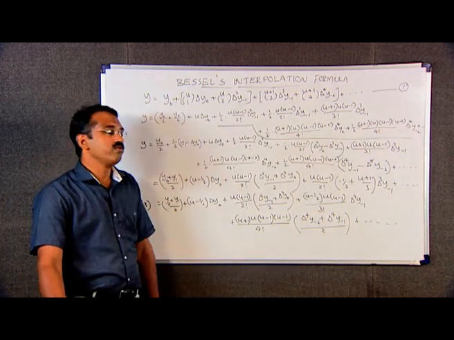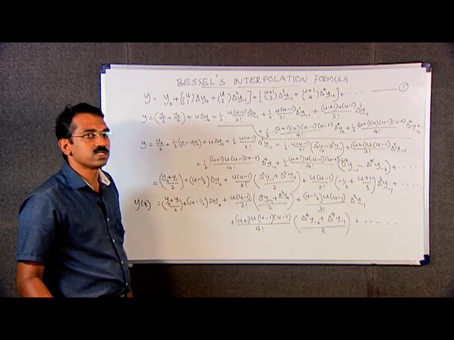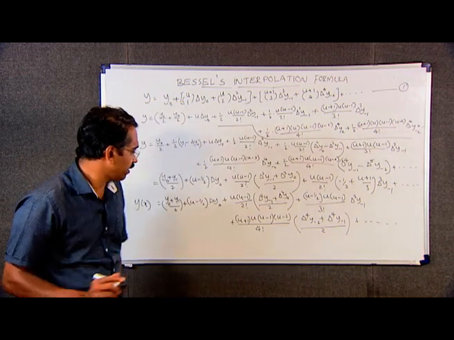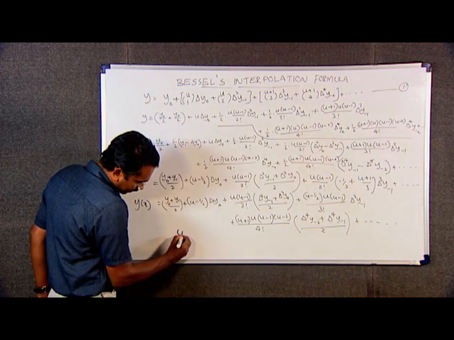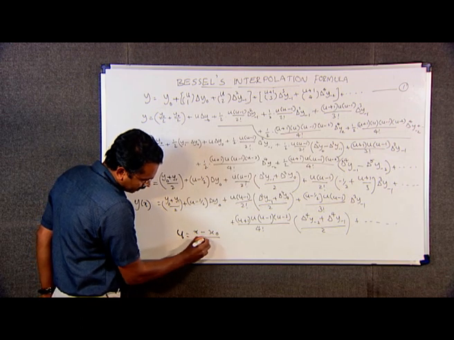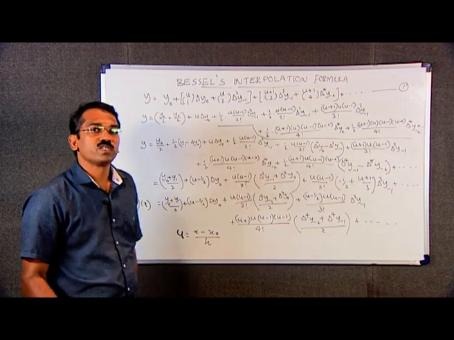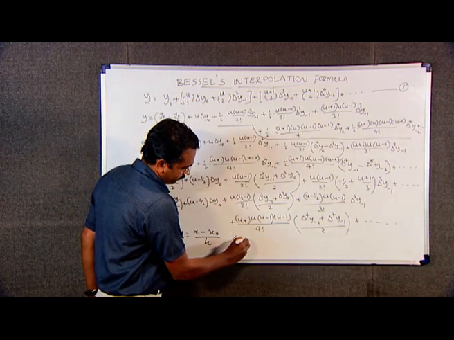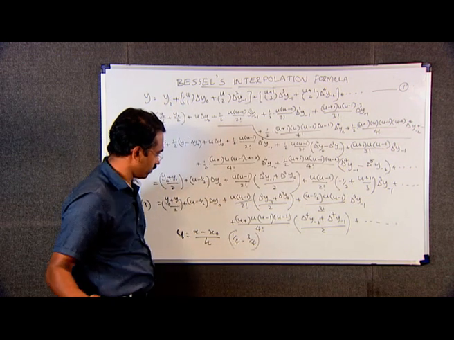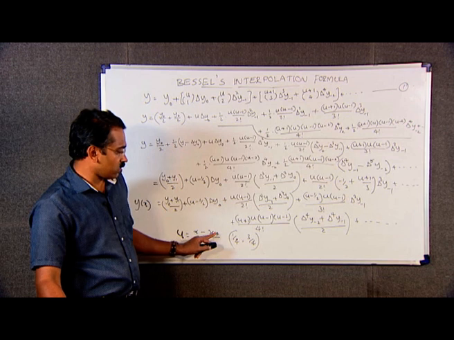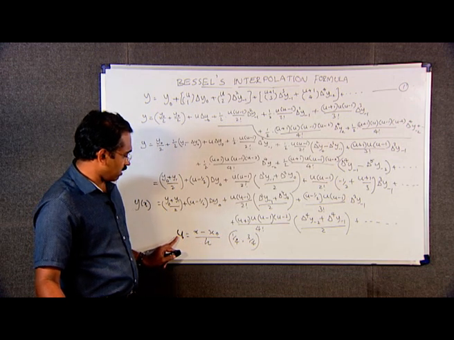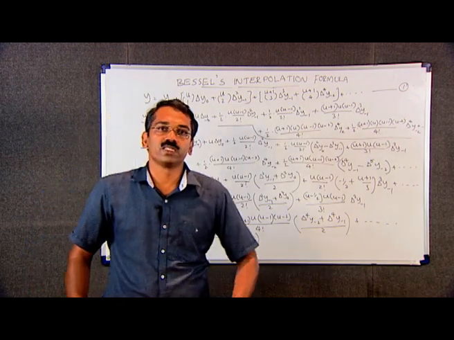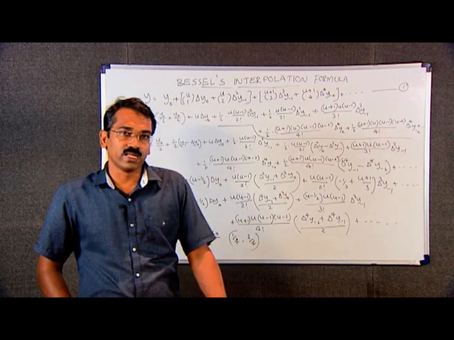Now, when we use this Bessel's interpolation formula, it is better to choose x naught such that the value of u, that is u equals x minus x naught divided by h, lies between 1 by 4 and 3 by 4. If we choose x naught such that u lies between 1 by 4 and 3 by 4, we will get better accuracy in the interpolated value.